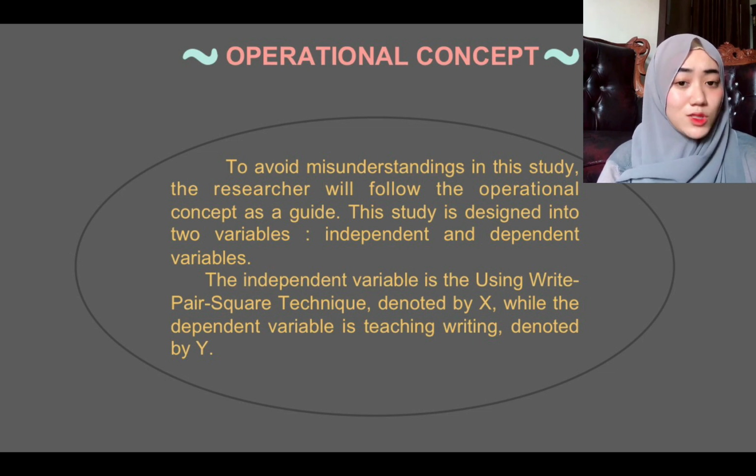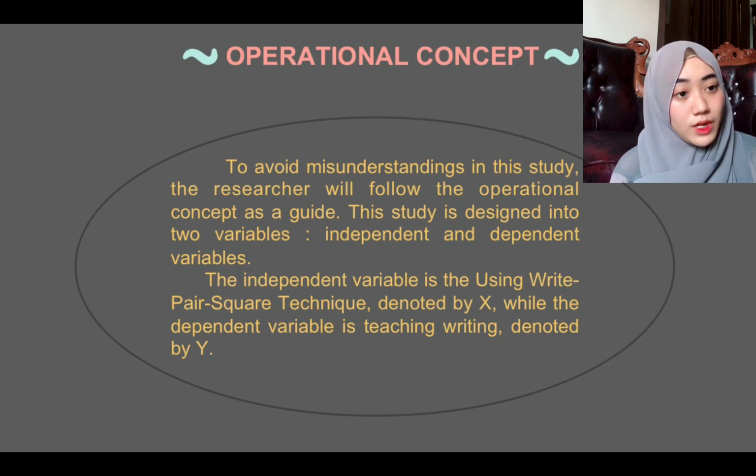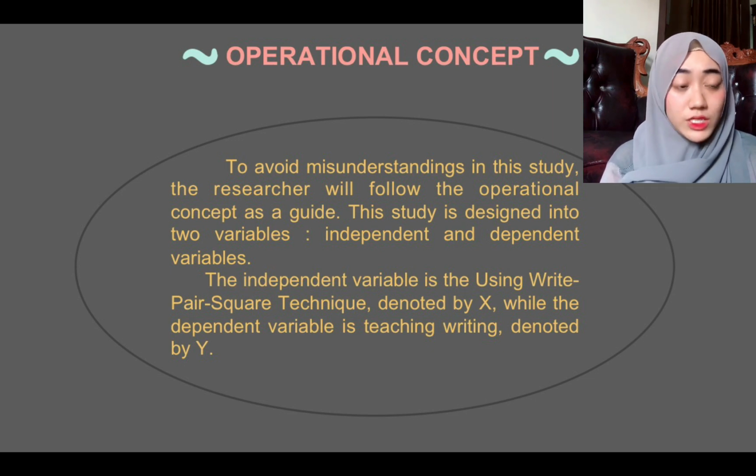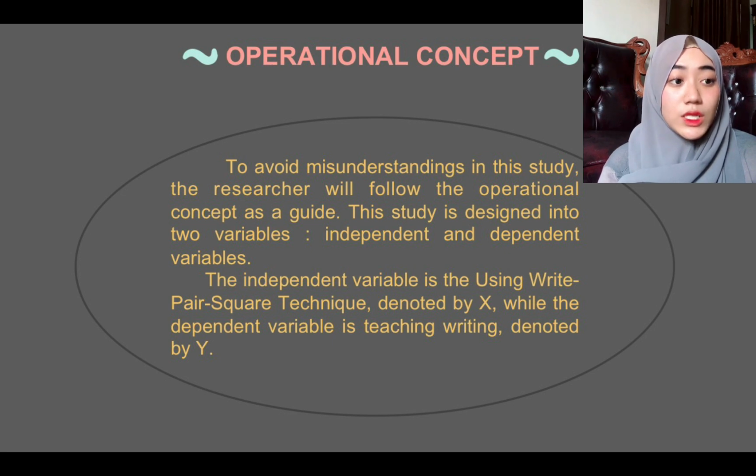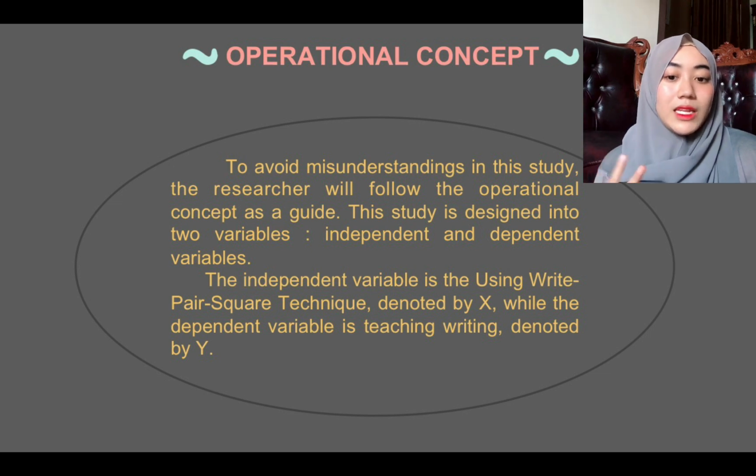Okay, next we go to the operational concepts. According to Mr. Syafi'i in 2015, operational concept is derived from related theories on all of the variables that must be practically and empirically operated in the research paper. So to avoid misunderstanding in this research, the researcher will follow the operational concept as a guide. The study is designed with two variables, independent variable and dependent variable. The independent variable, denoted by X, is using Write Pair Square technique, and the dependent variable, denoted by Y, is teaching writing.